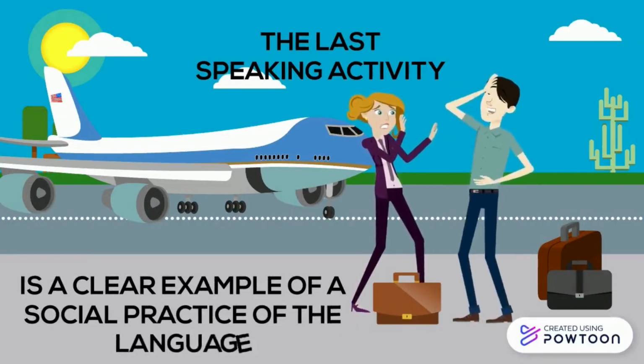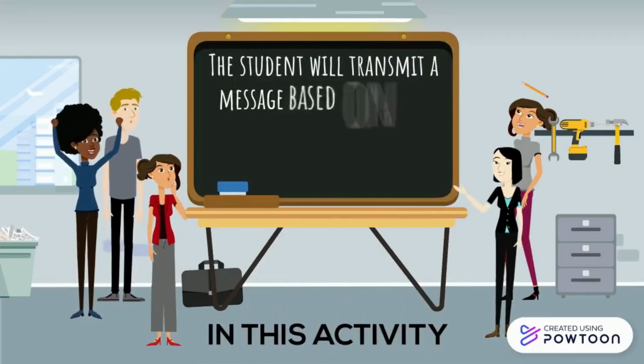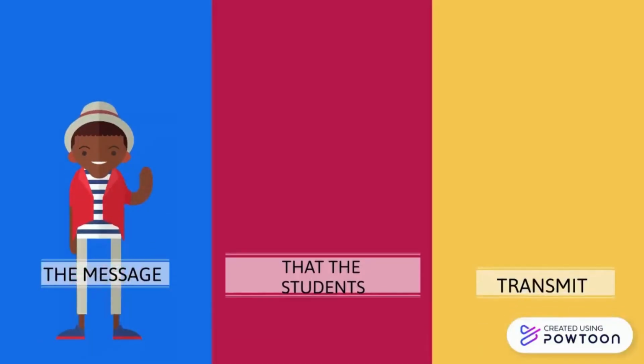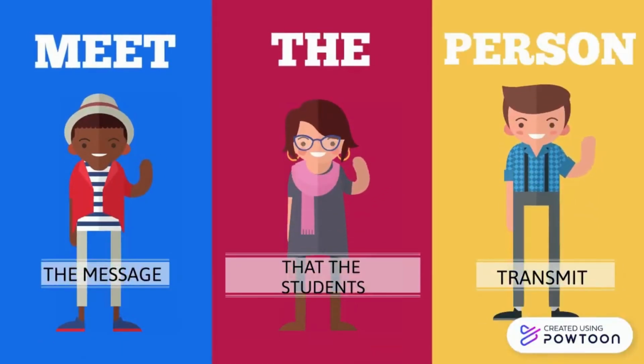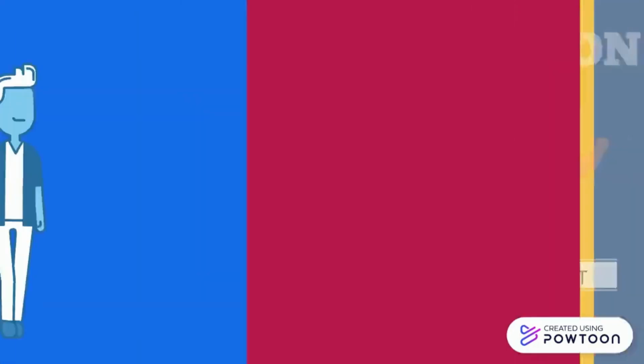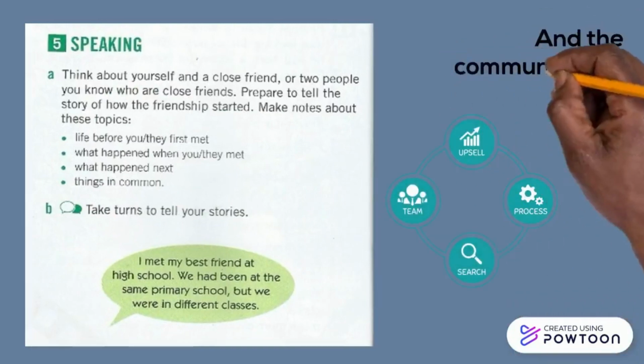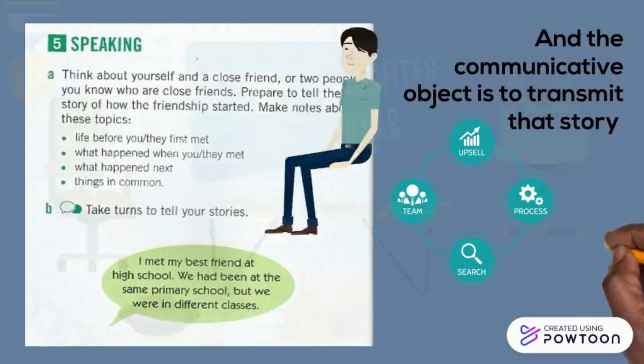The last, speaking activity shows us a clear example of a social practice of language, since in this activity the student will transmit a message based on a social interaction with a communicative objective. The message that the student transmits will be to tell how she met her best friend, to make known what her friend is like. And the communicative objective is to transmit that story to their classmates and teacher.